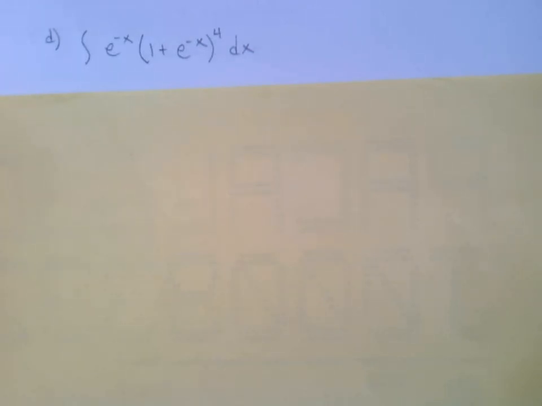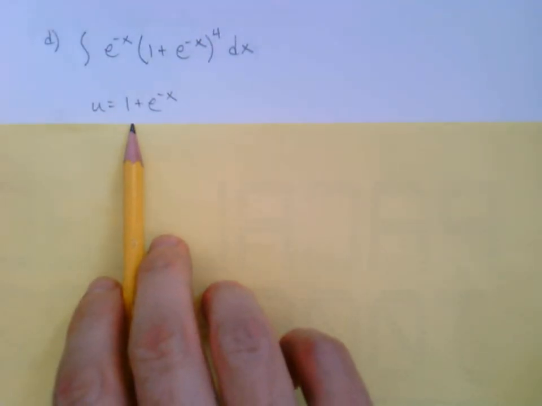Okay, once you identify u substitution is needed, then what is u going to equal? Be a lot more interesting if we were all in class together. But we're going to take what's inside the parentheses. So always the inside if you want to reverse the chain rule. So we'll take u to equal 1 plus e to the negative x.